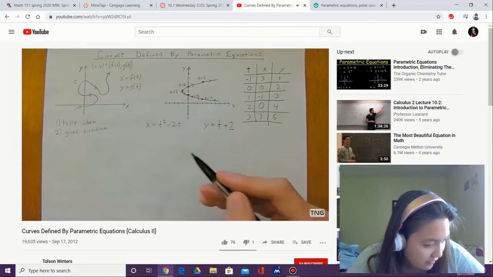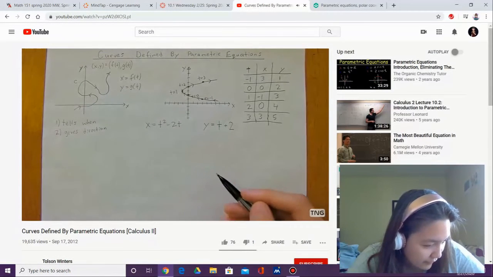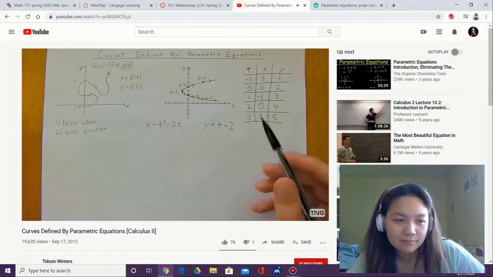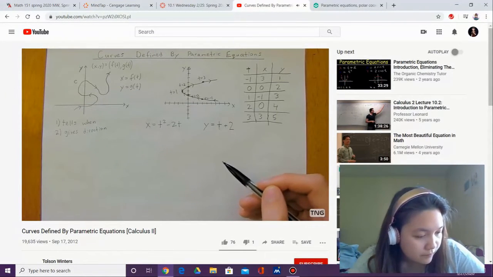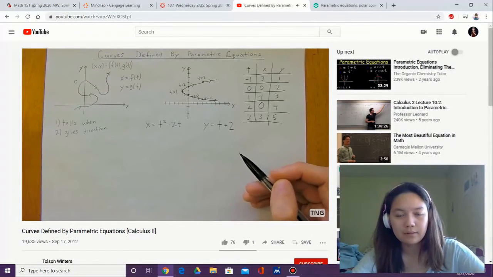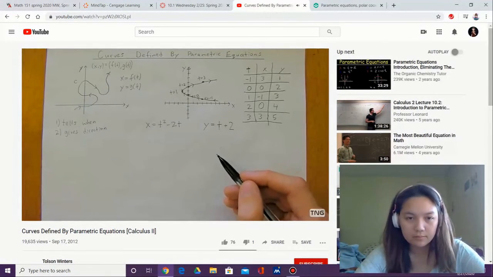So this is our curve. This is the environment where we're just going to start working in. And you can notice from this that the particle, in this case, traces out a parabola. And this can actually be confirmed if we eliminate the parameter t.